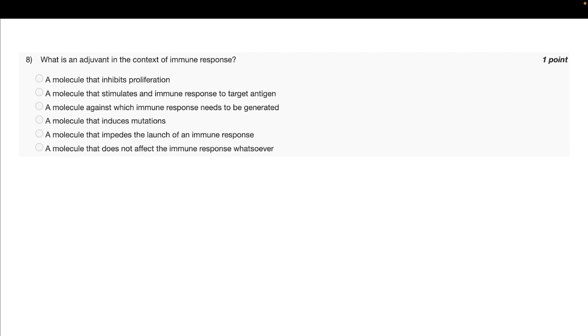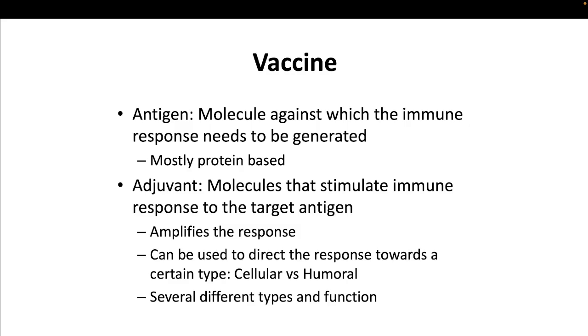Okay, no one. So yeah, the correct answer is option 2. An adjuvant is a molecule that stimulates the immune response to target antigen. Adjuvants are nothing but molecules which are administered along with the target antigen so that it strengthens the immune response, which is to say it amplifies the response, and it can be used to direct the response towards a certain type, either cellular or humoral. And apart from this, it has several other functions as well.